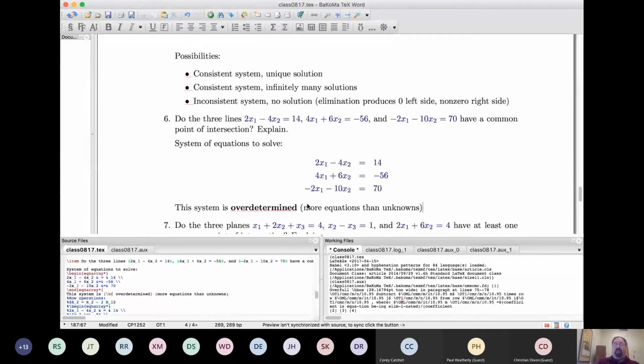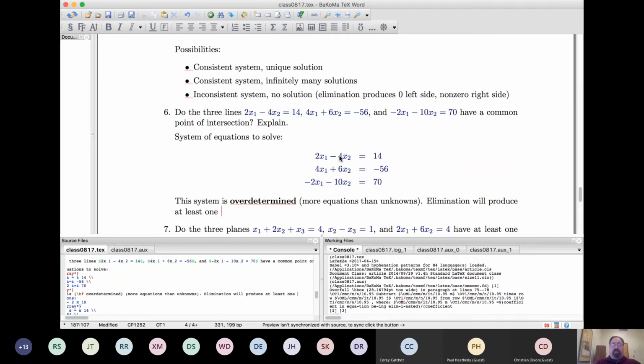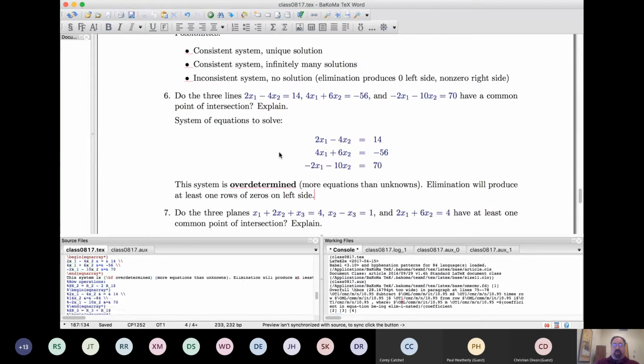An overdetermined system, most of the time, will not have a solution. Although it certainly can. So this is what we have to find out by carrying out elimination. So what's going to happen is when we perform elimination, there's guaranteed to be a row of zeros on the left side. So if we have zeros down here in this last equation, if it's also zero on the right side, we still have a solution. Otherwise, it's inconsistent. So we just have to carry out elimination like before and find out.